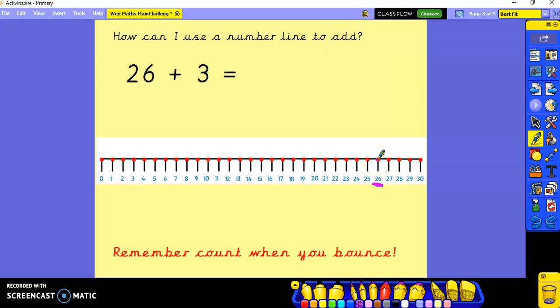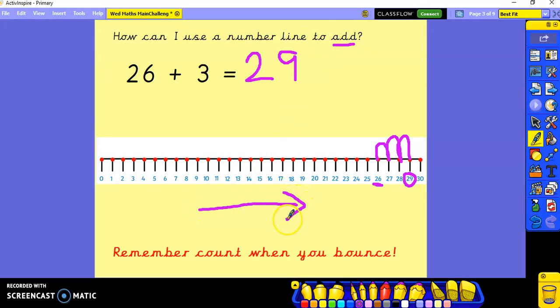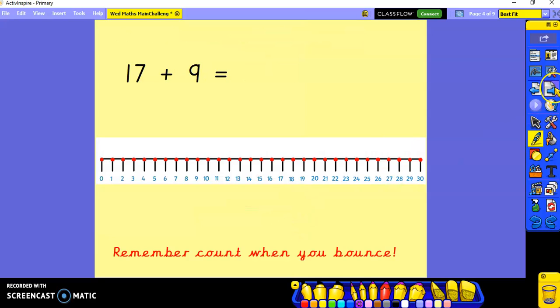Are we ready? We're starting here and we go 1, 2, 3, and we land on the number 29. So 26 add 3 is 29. Now notice that we are adding at the moment, so we are counting forwards along our number line.